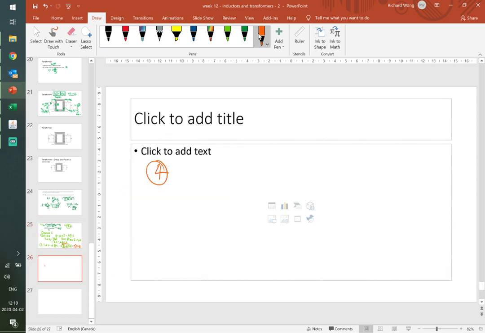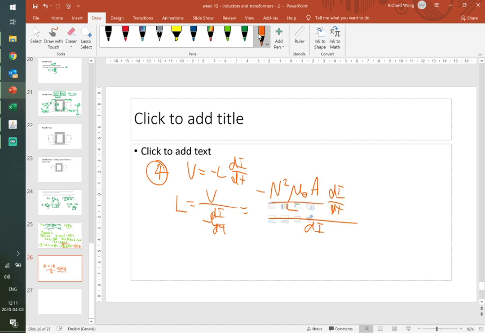So then the last step is we take the L, because we also know that V is equal to negative L di/dt. If we take the V and divide by negative di/dt, then we have N squared mu naught A over L, di/dt divided by di/dt. So these go away, and as expected, the I cancels out. And so we are in fact left with the expression that we're expecting.